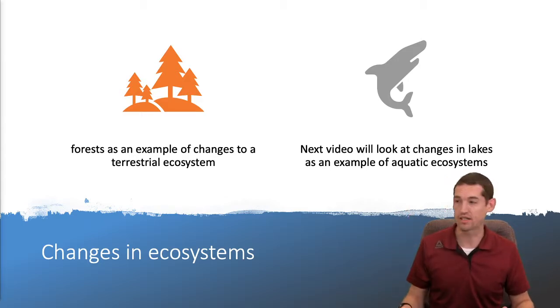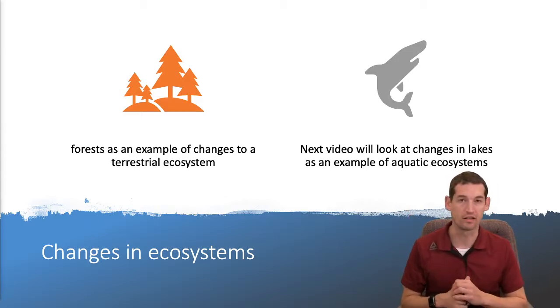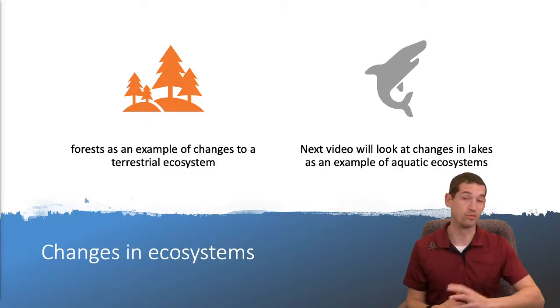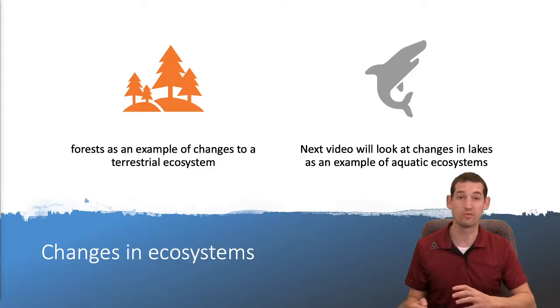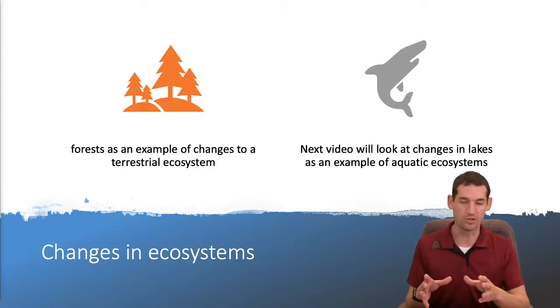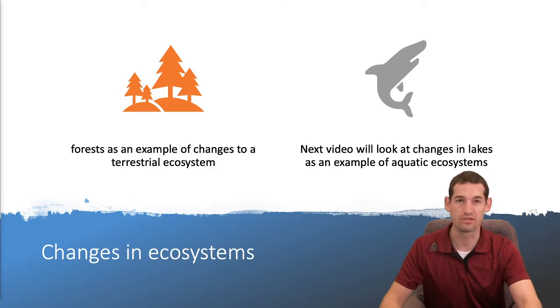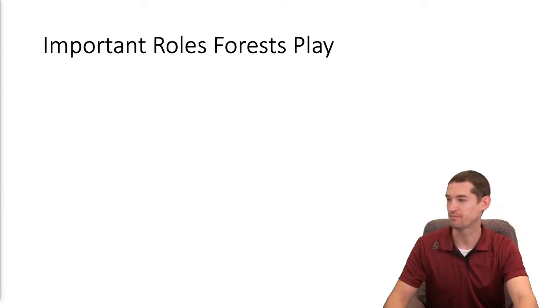And for aquatic ecosystems, we're going to look at a lake and what some of the changes in a lake might do. But again, that would work for even a small stream or an ocean. The same general principles will apply. So keep that in mind as we're going through these examples. We're talking about one specific example, but they would apply to other situations as well.